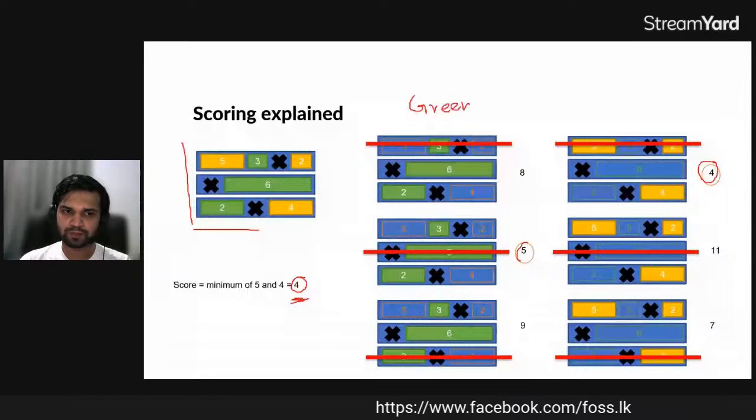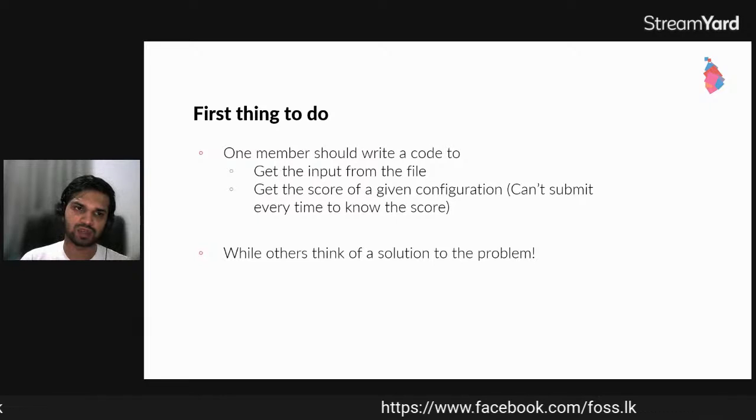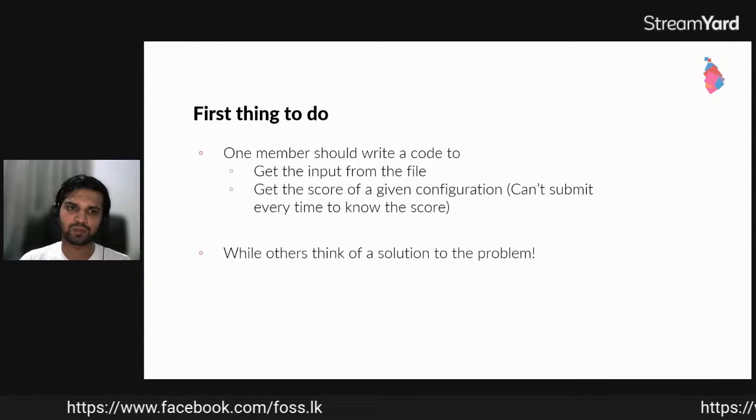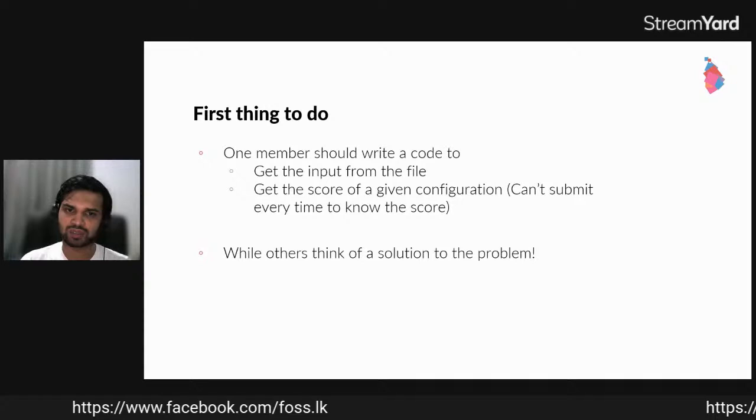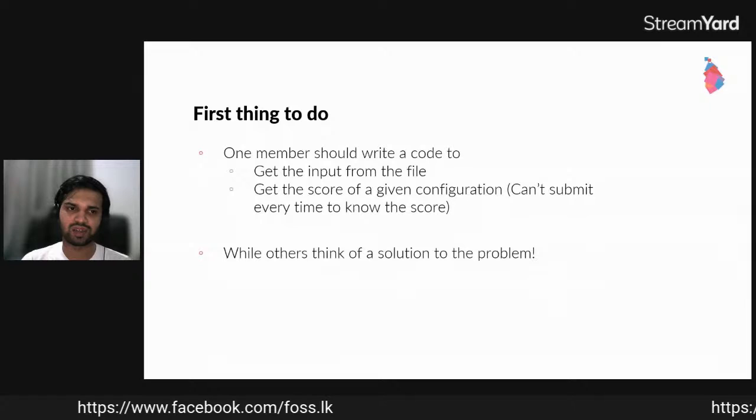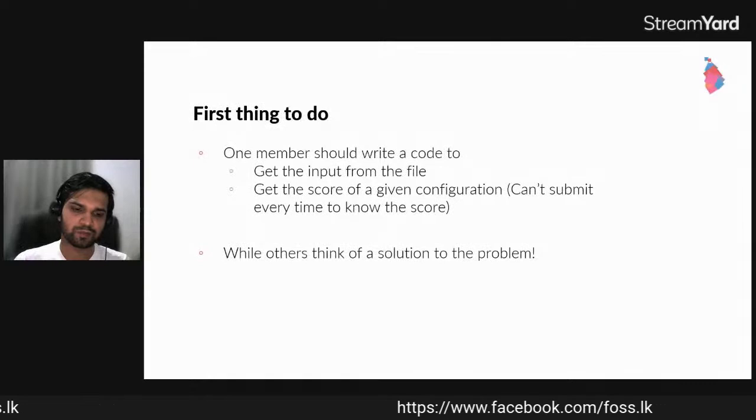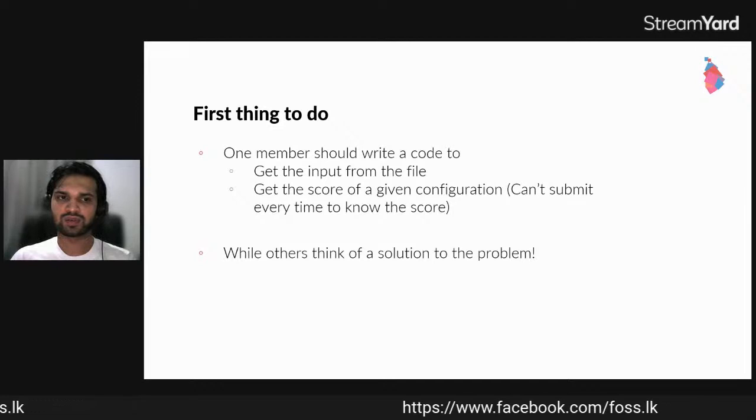Like I mentioned, the first thing to do is get the input from the file, extract these values, and write a function to calculate the score. Others should think of a solution to the problem. That is why you need good communication with your team, because if you take one hour to write the input code, the output and the scoring system, you have only 3 hours to find a solution. So it is important that you communicate with your members. Maybe you can decide this person will write the input code and this one will write the scoring code, like that.